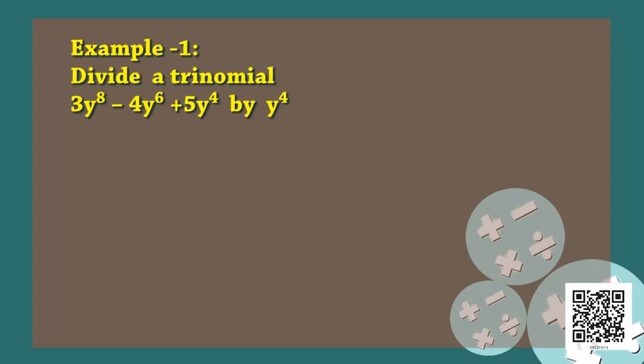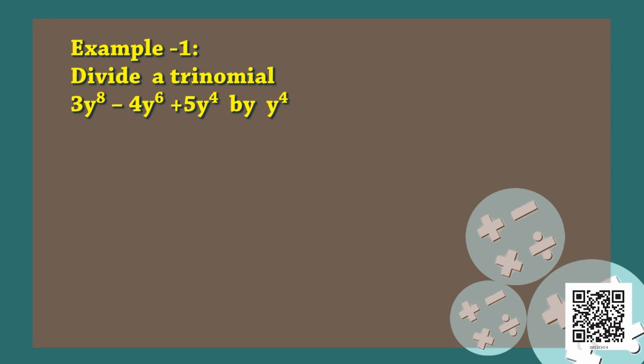Example 1. Divide a trinomial 3y to the power of 8 minus 4y to the power of 6 plus 5y to the power of 4 by y to the power of 4.